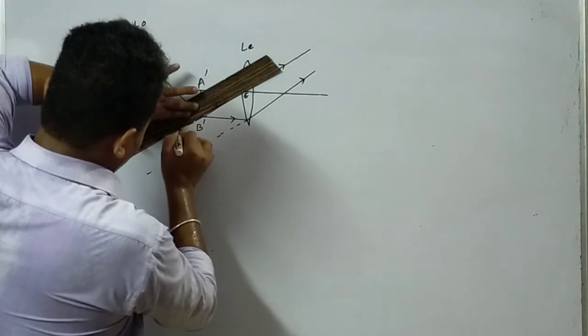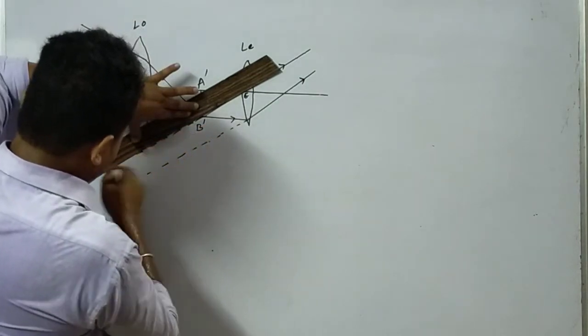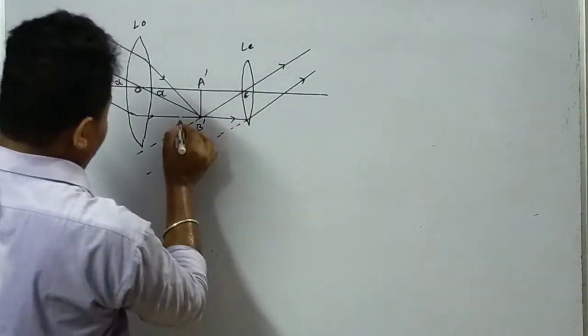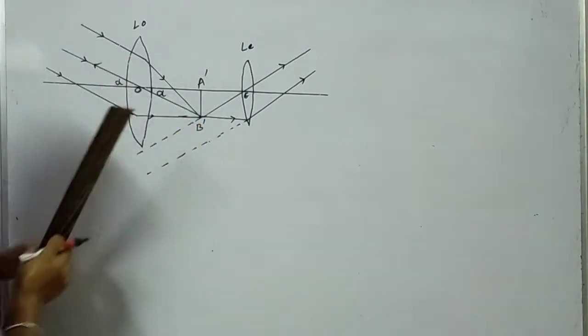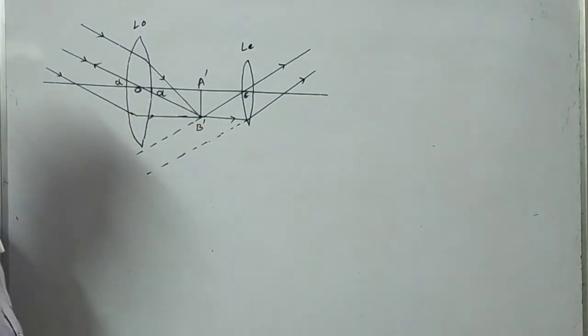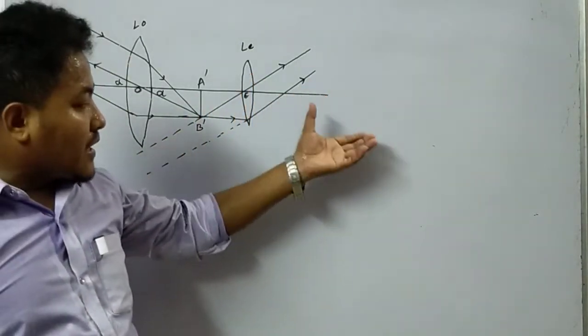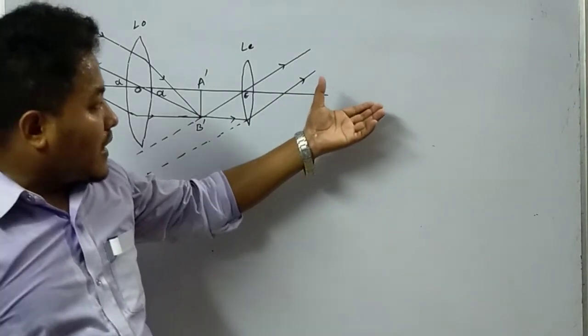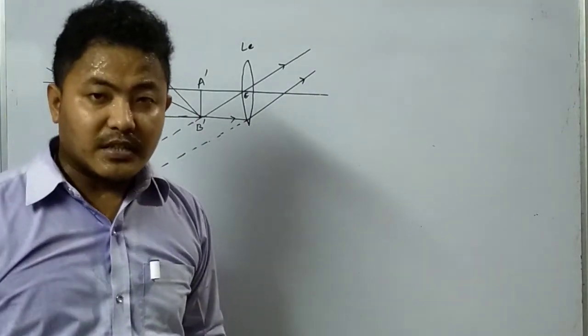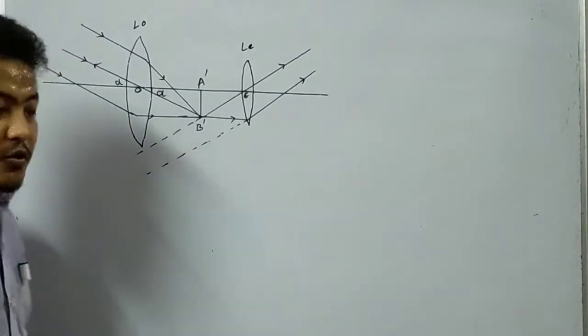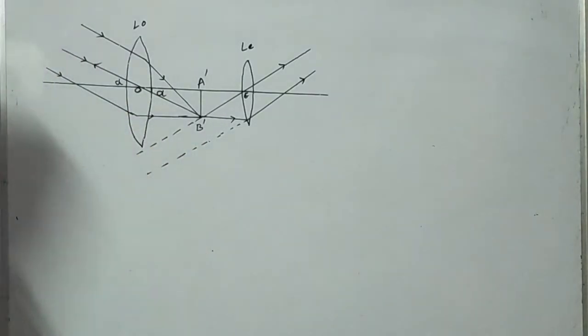What happens when the image is formed at infinity? Your eyes do not get any stress. The observer's eye does not feel any stress. So this is simply the ray diagram of an astronomical telescope. That is a refractive type of telescope. That is why we have used a lens.